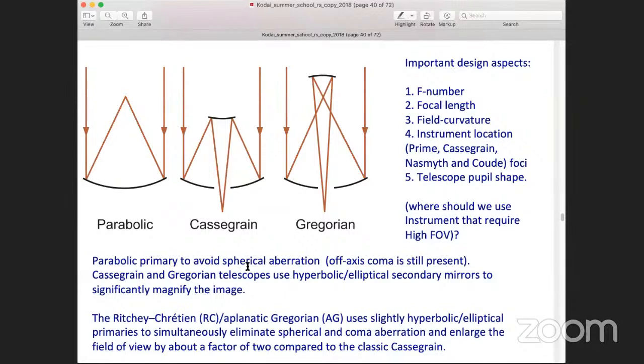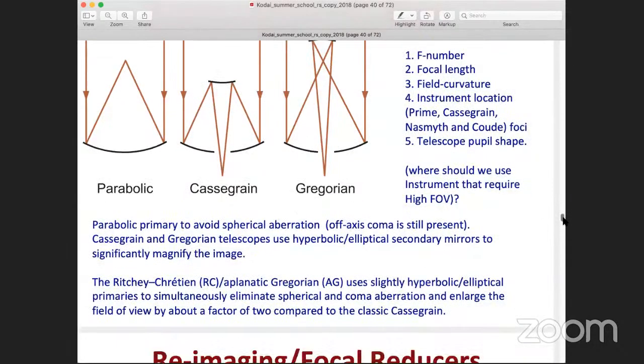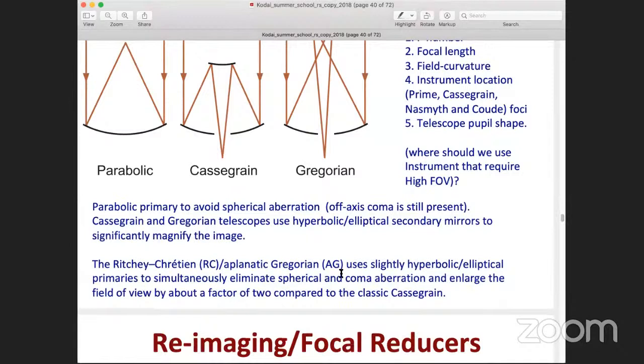A parabolic primary is used to avoid spherical aberration. Off-axis coma will still be present. Cassegrain and Gregorian telescopes use hyperbolic and elliptical secondary mirrors. These hyperbolic and elliptical secondary mirrors significantly magnify the image. The Ritchey-Chrétien telescope or aplanatic Gregorian telescope uses slightly hyperbolic and elliptical primaries to simultaneously eliminate the spherical and coma aberration.